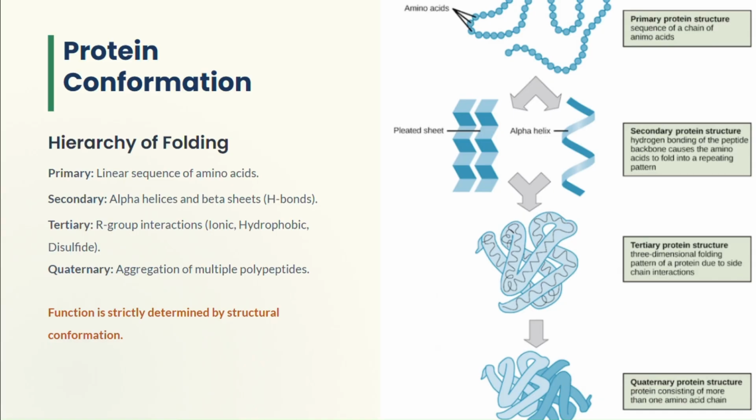Secondary structure includes alpha helices and beta-pleated sheets, connected through hydrogen bonds. Tertiary structure includes R-group interactions, including ionic, hydrophobic, and disulfide bridges. Quaternary structure includes the aggregation of multiple polypeptides. Function is strictly determined by structural conformation.